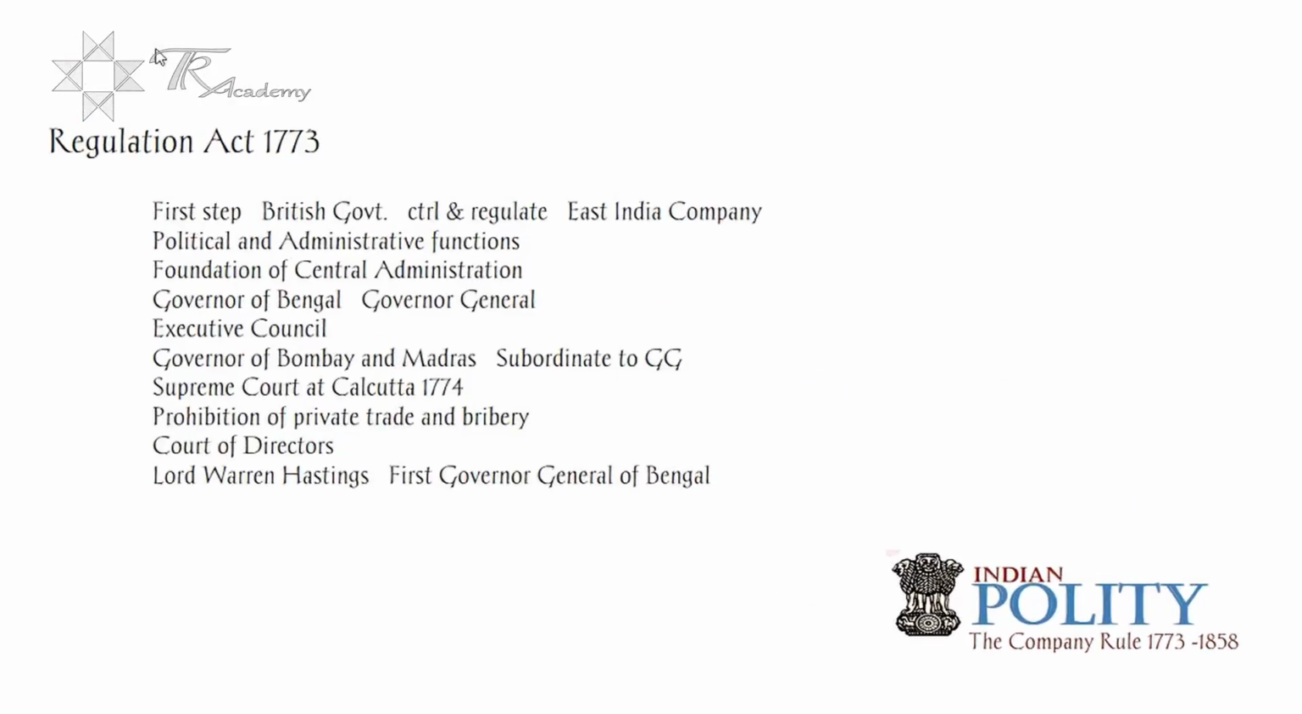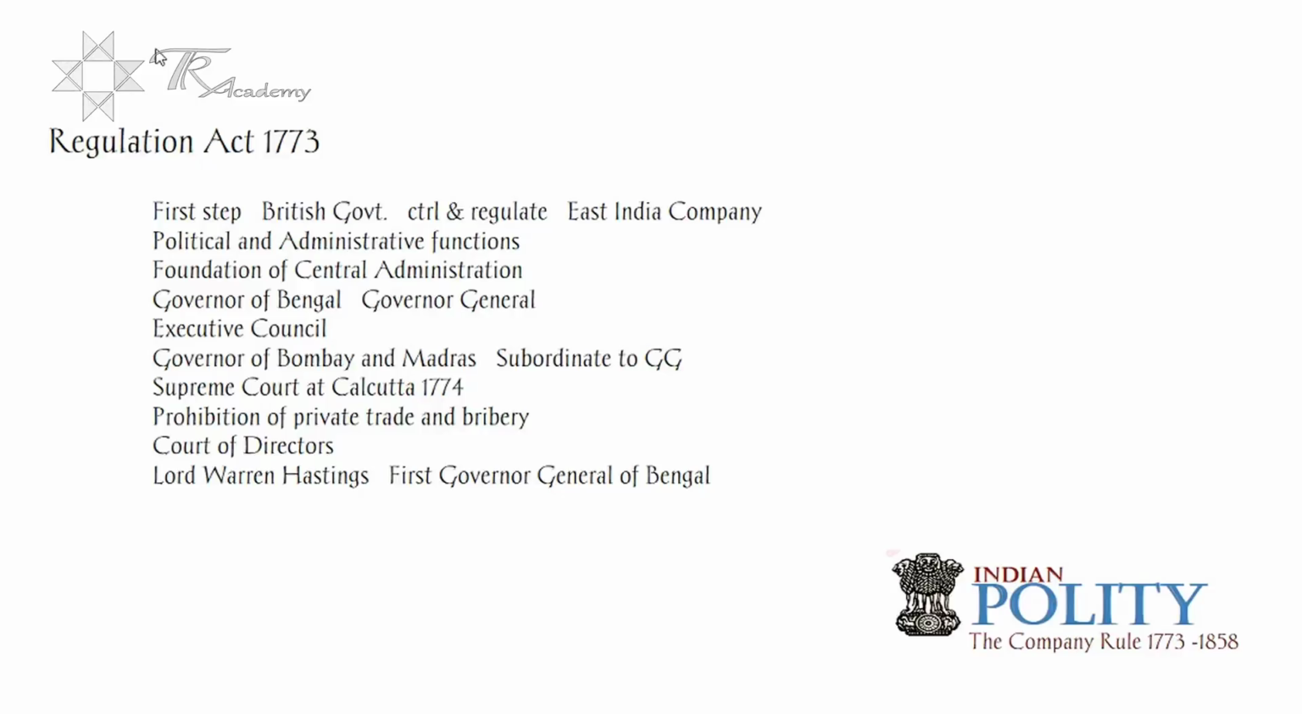Regulating Act of 1773. This act was the first step taken by the British government to control and regulate the affairs of the East India Company. This act also increased the political and the administrative functions of the company. This act laid the foundation of the central administration in India. This act made the Governor of Bengal the Governor General of Bengal, and it also created an executive council of 4 members to assist the Governor General.